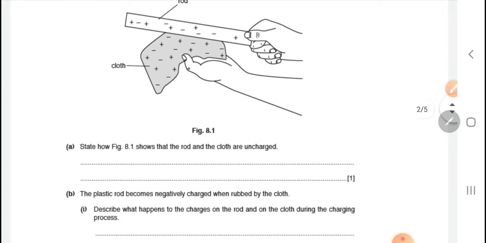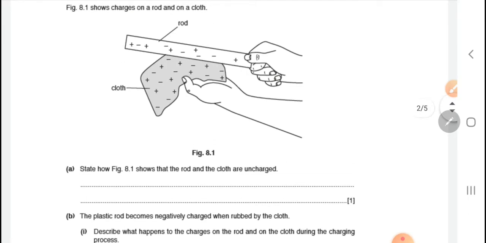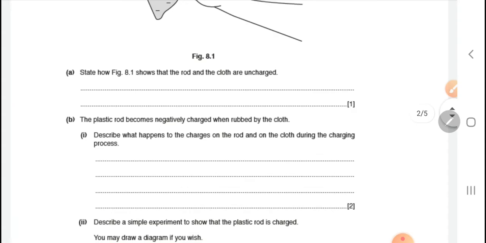State how figure 8.1 shows that the rod and the cloth are uncharged. So that is how it shows it is uncharged. They have an equal number of positive charges and negative charges: equal numbers on the rod, and equal numbers on the cloth. The plastic rod becomes negatively charged when rubbed by the cloth.